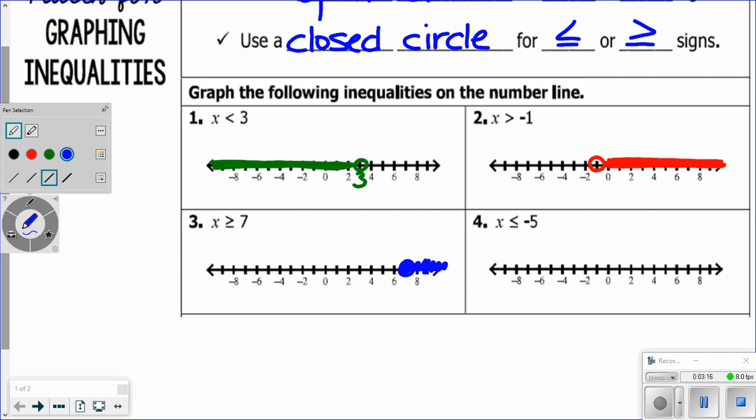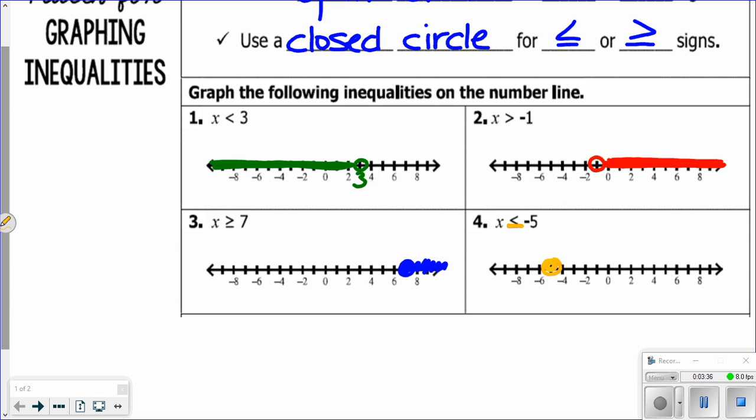Number 4. x is less than or equal to -5. So let's put a circle at -5. Because of this or equal to line underneath, we can close in or fill in, color in our circle. And we need all x values less than that. So is 6 less than? Is 2 less than? No, so we need to shade the opposite direction. So we're going to shade towards the left, towards -6, -8, and so on.